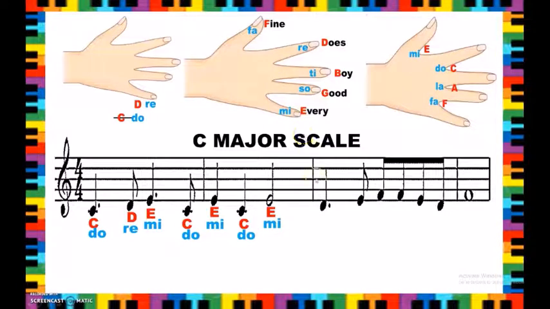So, first ledger space is D and Re. First line, E, equivalent to Mi. Then, first space is F or Fa. And then first line, E, which is Mi. First ledger space, D, Re. And then the first space, F, equivalent to Fa.